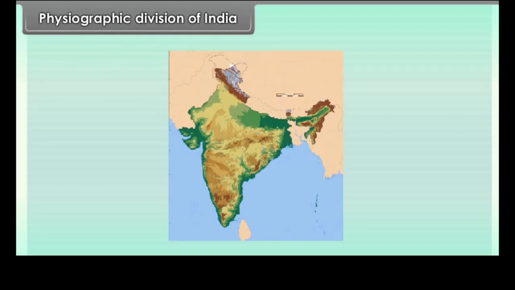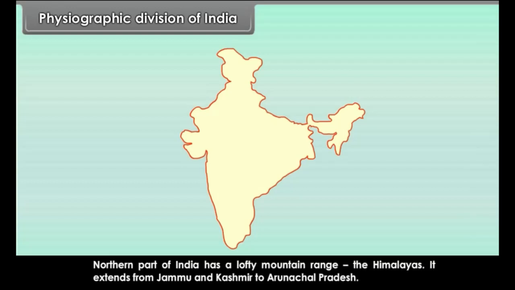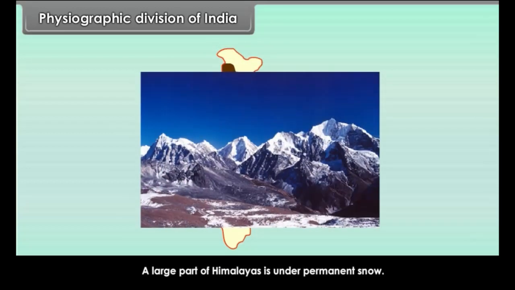Physiographic division of India. When we talk about India, we have diversified physical features. Now, let us look at the different physical features of India. The northern part of India has a lofty mountain range, the Himalayas. It extends from Jammu and Kashmir to Arunachal Pradesh. A large part of the Himalayas is under permanent snow.